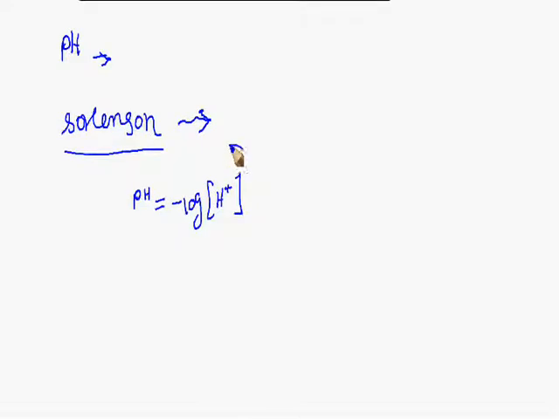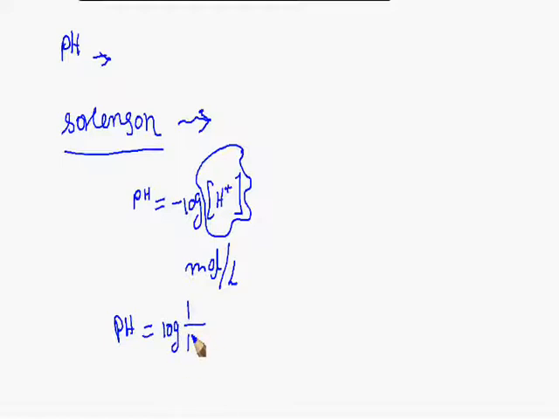Here the square bracket indicates that the concentration of H+ ion is always taken in mole per liter. Another form of this equation is pH equals log 1 upon [H+]. And Sorensen derived a scale which starts from 0 and ends at 14.